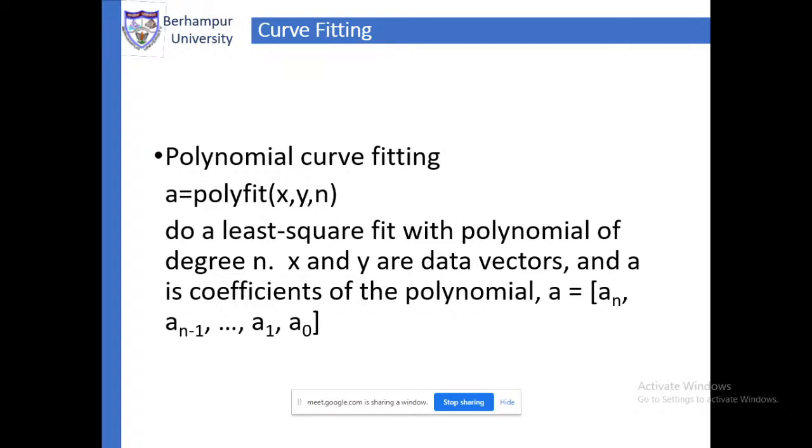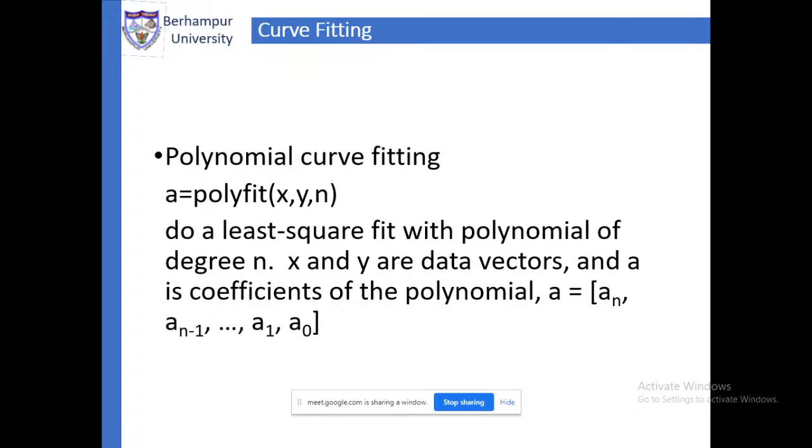So do a least square fit with a polynomial of degree n. Degree 1 is y is equal to ax. Degree 2 is y is equal to a1x plus a2x squared. Degree 5 is a1x plus a2x squared up to a5x to the power 5. So degree n means this way you can do a polynomial curve fitting for the data vectors.